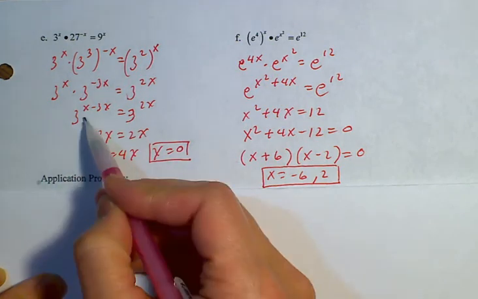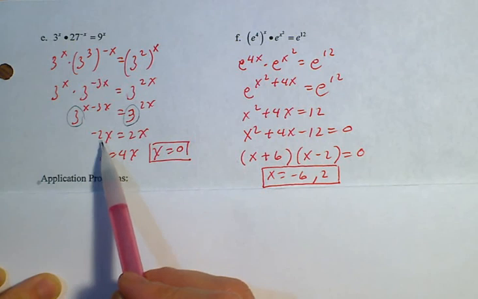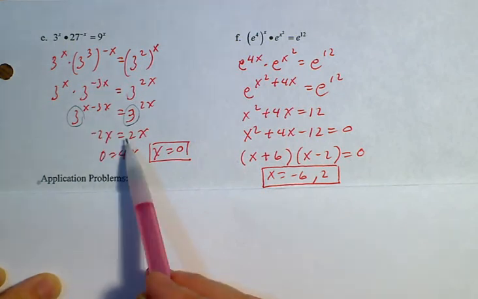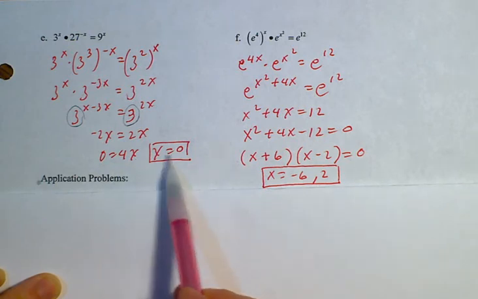At this point, I can make an equation of my exponents. So that will be a negative 2x, I just combined that, is equal to 2x. So 0 is equal to 4x, so x is equal to 0.